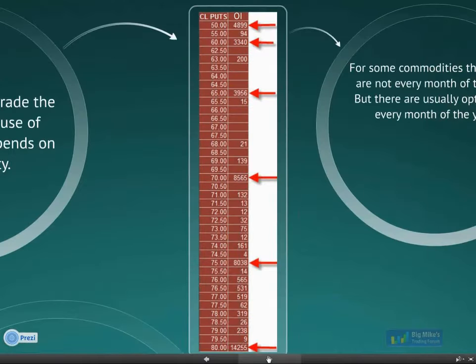Here's an example. This is March crude oil puts. As you can see by the red arrows, the strikes 50, 60, 65, 70, 75, 80 all have open interest in the thousands, whereas in between them there's hardly anything there, 12, 13, or nothing at all. So if you want to be able to get in and get out, you want to stick with the strikes that have more volume in them. And in crude, that would be on $5 increments.